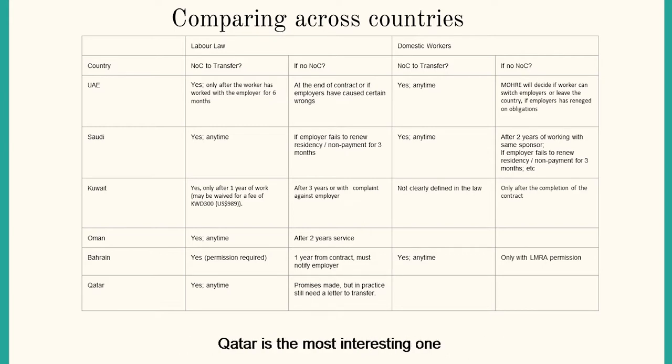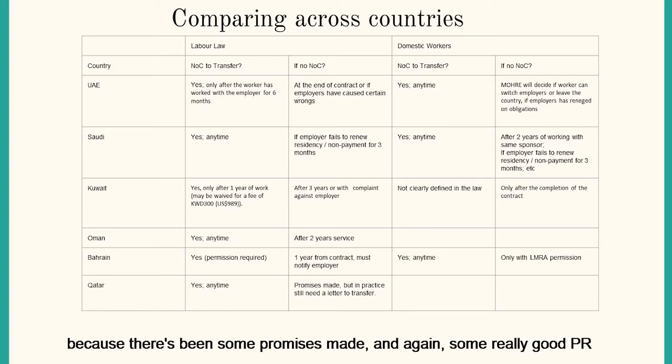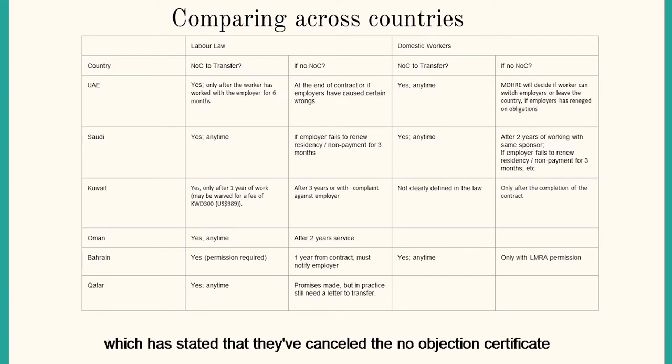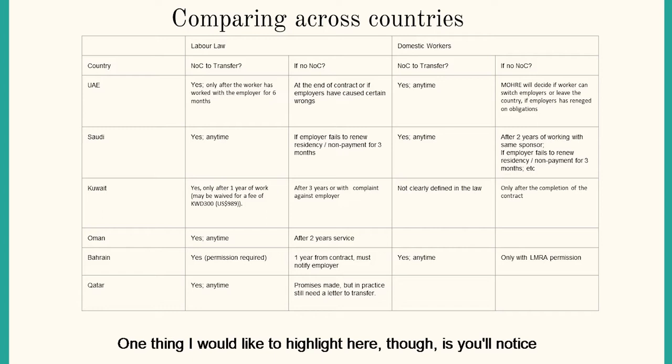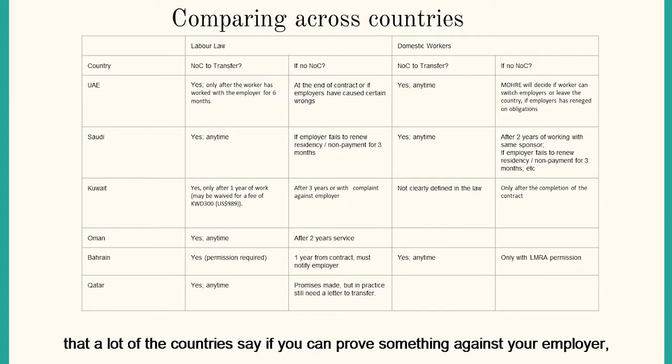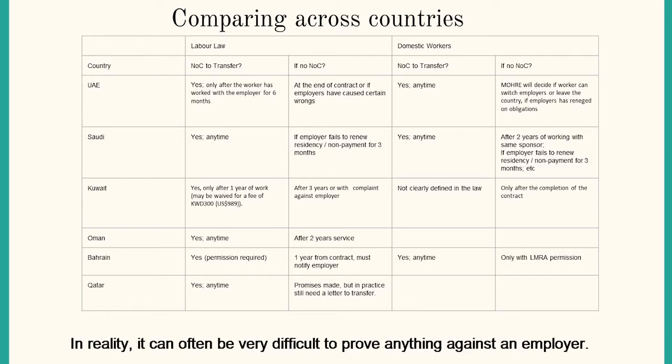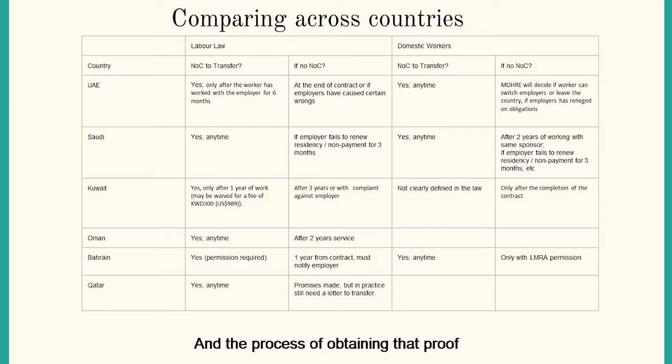Qatar is the most interesting one because there's been some promises made and again, some really good PR, which has stated that they've canceled the no objection certificate, that they've made it much easier to transfer employers. But in practice, the permission from the sponsor is still needed to change jobs. One thing I would like to highlight here, though, is you'll notice that a lot of the countries say if you can prove something against your employer, you can change your job. In reality, it can often be very difficult to prove anything against an employer. And the process of obtaining that proof or proving it to a court of law can also be very difficult.